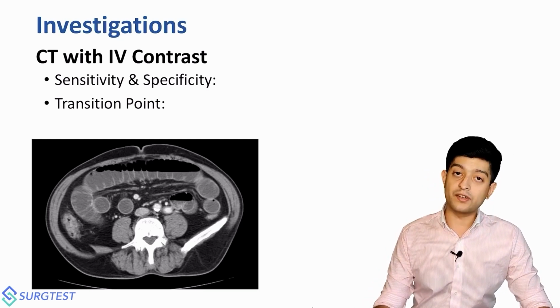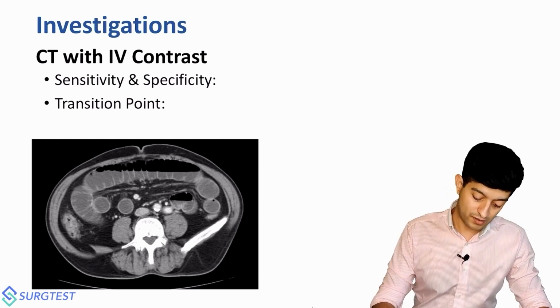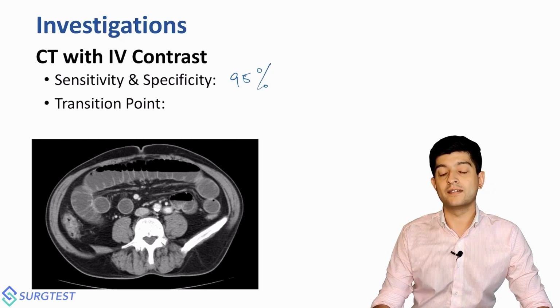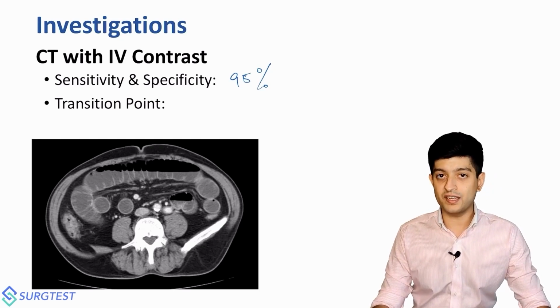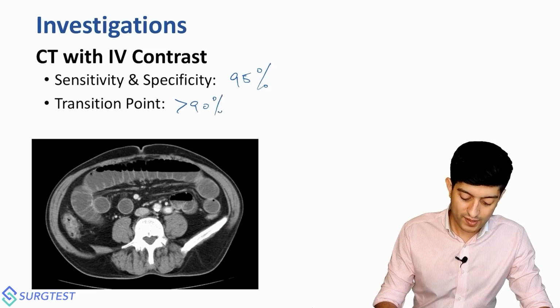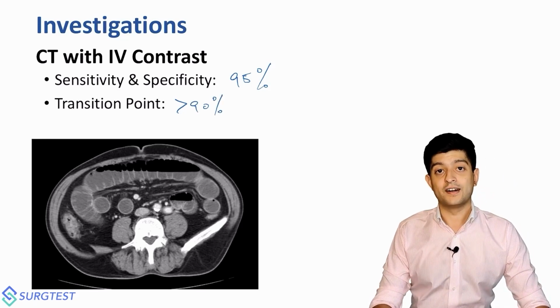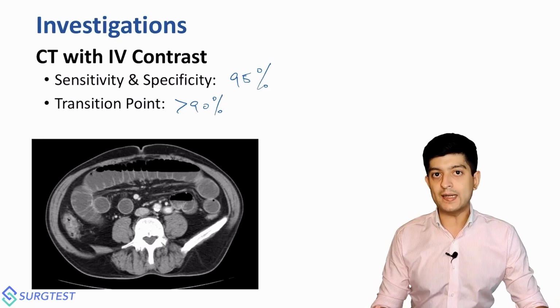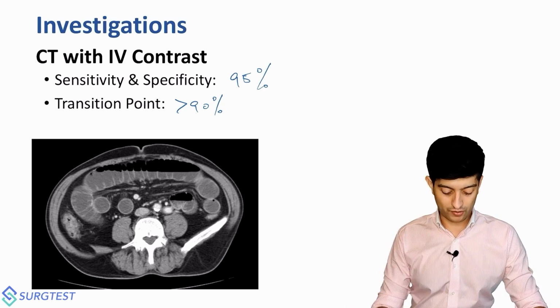Overall, CT with IV contrast has a sensitivity of 95% and same specificity. So that's very, very accurate. They are able to pick up the transition point in more than 9 out of 10 cases. So it helps you ascertain with great accuracy where exactly the level of the obstruction is. That goes some way in decision making later on.